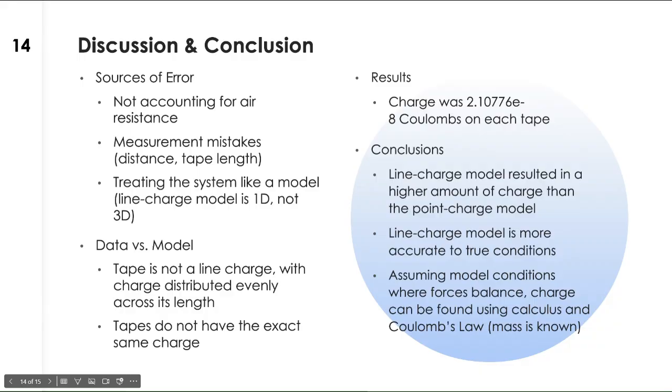Some sources of error were not accounting for air resistance, measurement mistakes, and treating the system like a one-dimensional model while the tape was 3D. And obviously, our tape is still not a line charge like our model, and charge is not evenly distributed. So charge density is definitely not constant, and the tapes do not have the exact same charge, tape 1 and tape 2. So our charge was manually calculated to be 2.108 times 10 to the negative 8th coulombs and 2.261 times 10 to the negative 8th coulombs by computer, and we found the line charge model resulted in a higher amount of charge on the tape than the point charge model and was more accurate than the point charge model as well.